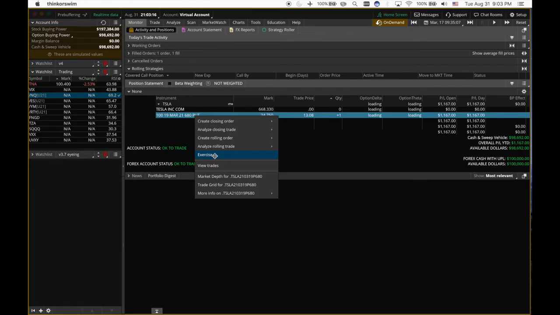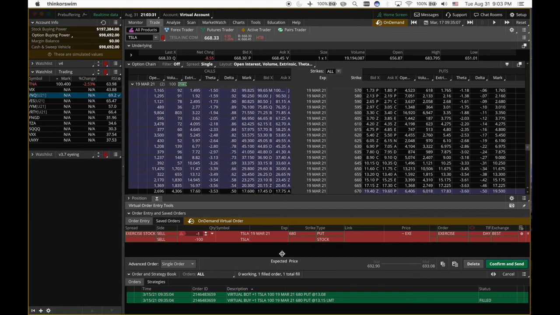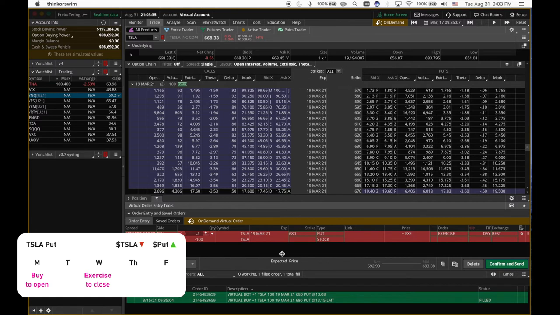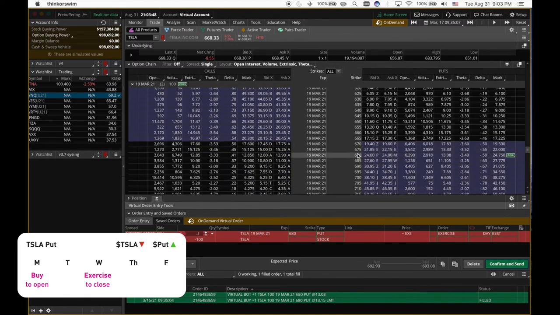So we can exercise it. This is where it might get confusing, because with a put, you're betting the stock will go down and then you profit. It's not that intuitive. But what's going to happen is that it's going to close the put contract position for you, and you are going to sell 100 shares of Tesla right away at $680, which is the strike price. So when you bought this put contract, you can sell 100 shares of Tesla at $680.